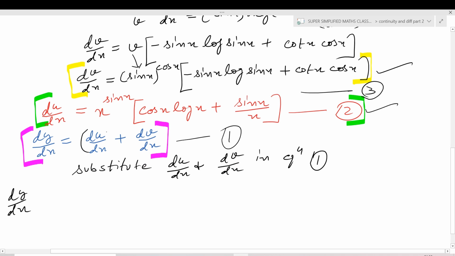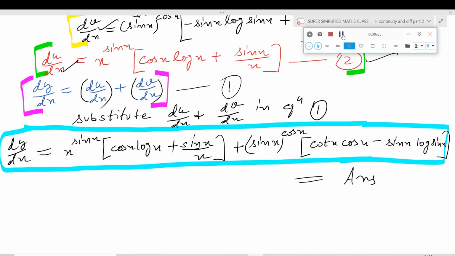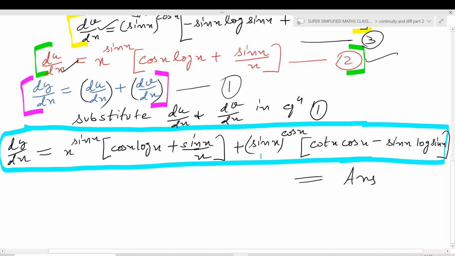You can see in place of this du by dx, I put its value. In place of this dv by dx, I put its value. So dy by dx becomes x raised to the power sin x, cos x log x plus sin x by x, plus sin x raised to the power cos x, cos x minus sin x log x sin x. This much. This one is the value of dv by dx. This is du by dx.